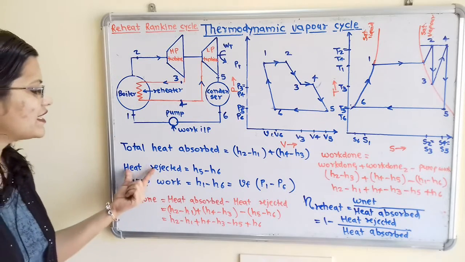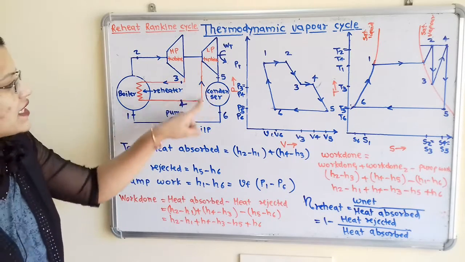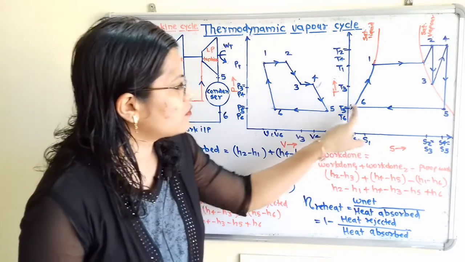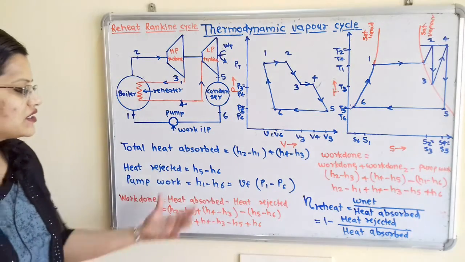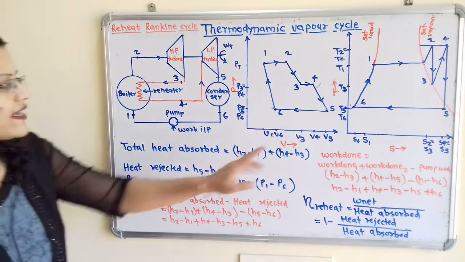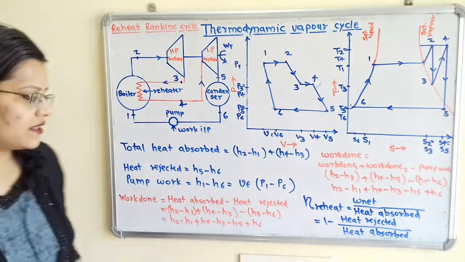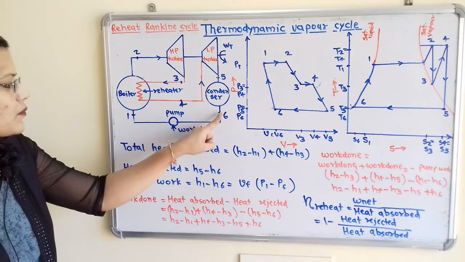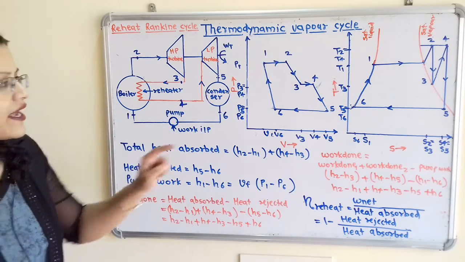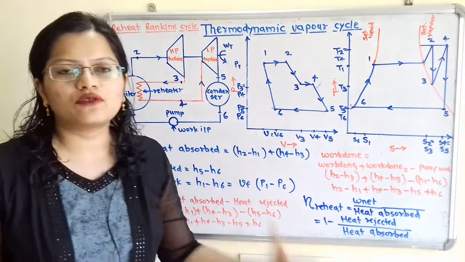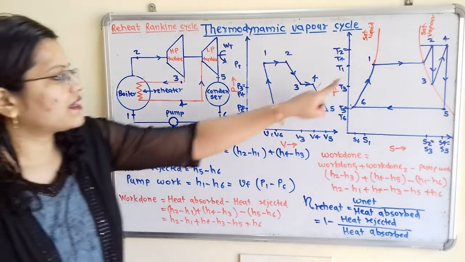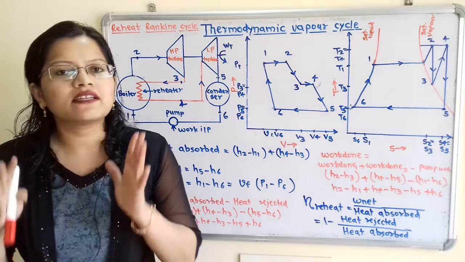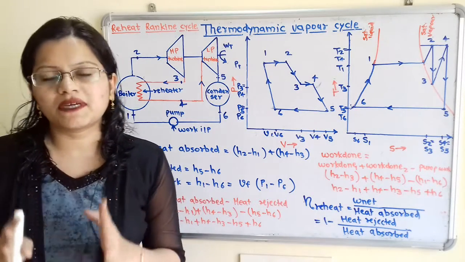Then we will move to the heat rejected. Heat is rejected during the process 5 to 6. So again we have to take the change in enthalpy, H5 minus H6. Now next is pump work. Pump work here is during the process 6 to 1. So again for the process 6 to 1 we take the change in enthalpy, that is H1 minus H6.